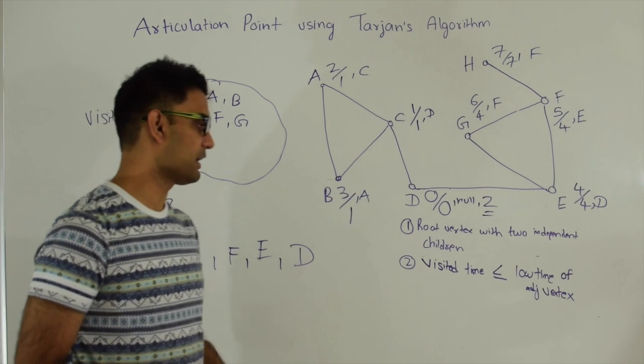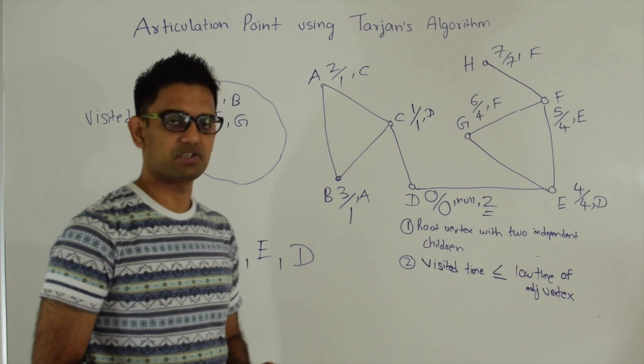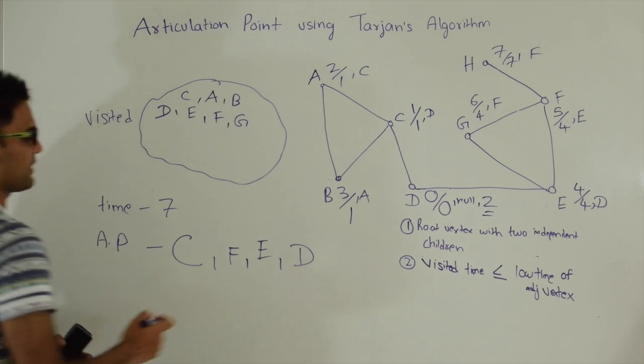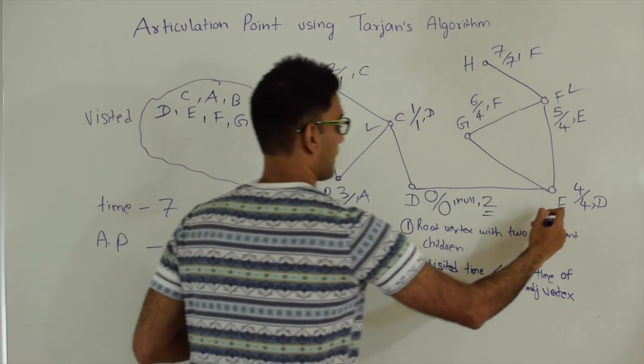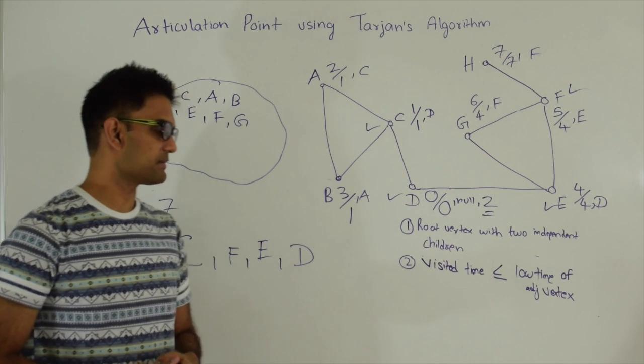And at this point, it concludes the algorithm, because we have explored all the children. So we have 4 articulation points in this graph: C, F, E, and D. Removing any of them is going to disconnect this graph.